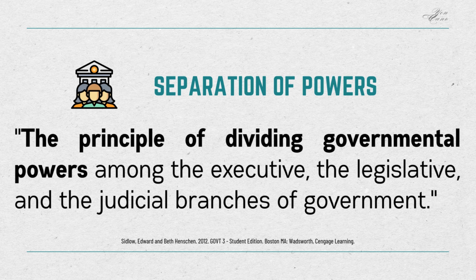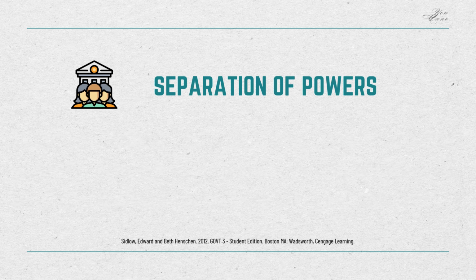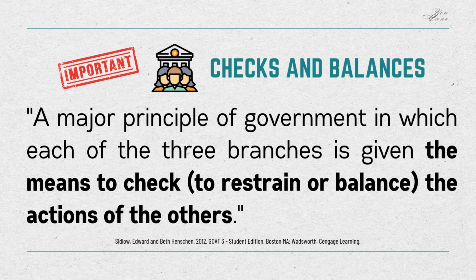Now, once a branch encroaches or interferes with the domain of another branch, there is what you call a violation of the separation of powers principle. By separating the powers of government, no one branch would have enough power to dominate the others. Under the principle of separation of powers, there is also a checks and balances mechanism. This means that one branch can restrain or balance the actions of the other.